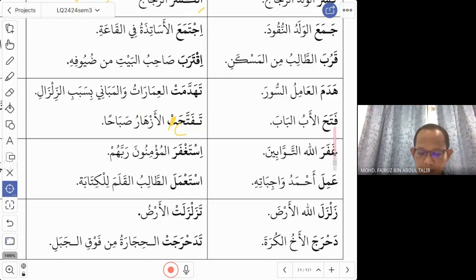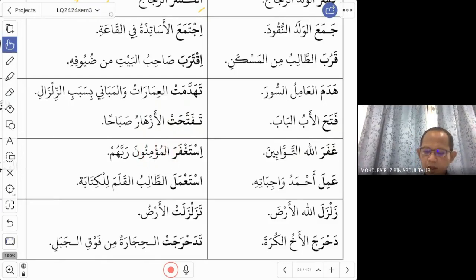Tafataha, and the meaning is now changed. Fataha, open. Tafatahat al-azharu sabahan, the flowers were blooming in the morning. So the meaning is now changed. And why do you have this ta? Because the next word is al-azhar, flowers. This is a jama' word, and every time you have a jama' word for objects, we consider it as a mu'annas word. That is why you see the ta. So we say tafatahat al-azharu. Tafatahat, this is fi'il mazid.